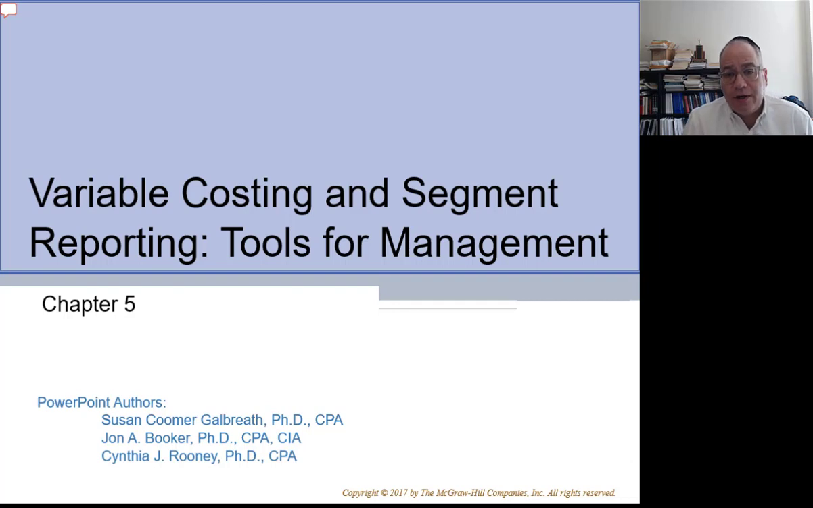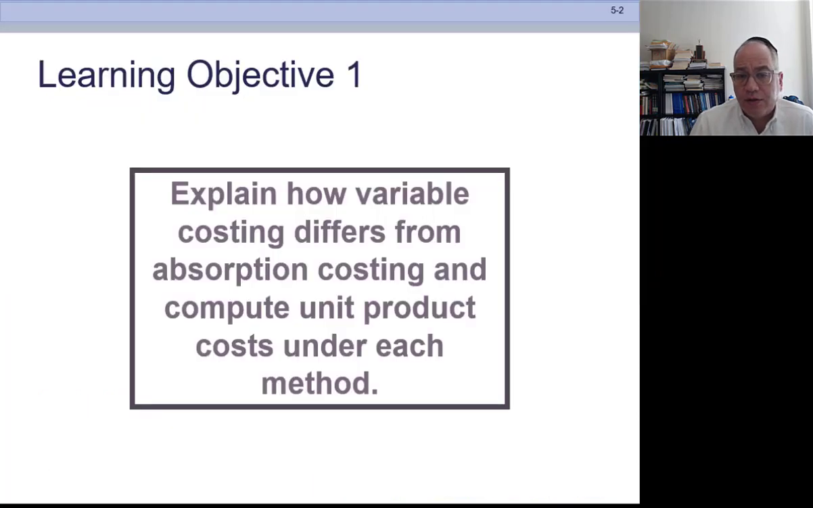And here's Chapter 5, Variable Costing and Segment Reporting, Tools for Management. Learning Objective 1 is to explain how variable costing differs from absorption costing, and then to compute the unit product costs under each method.